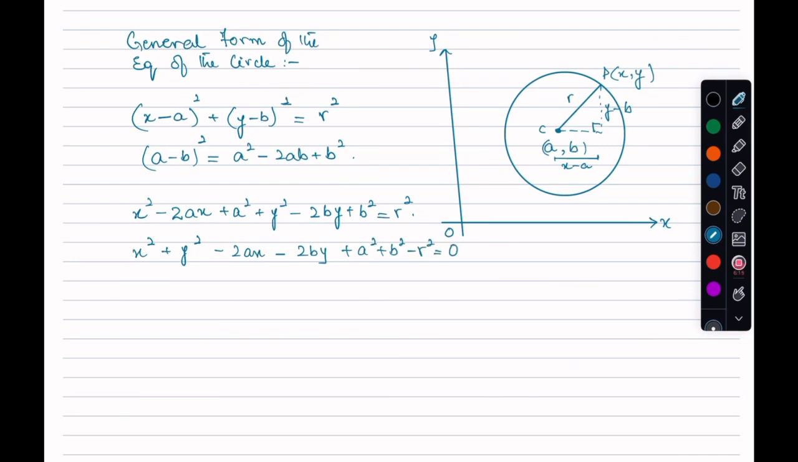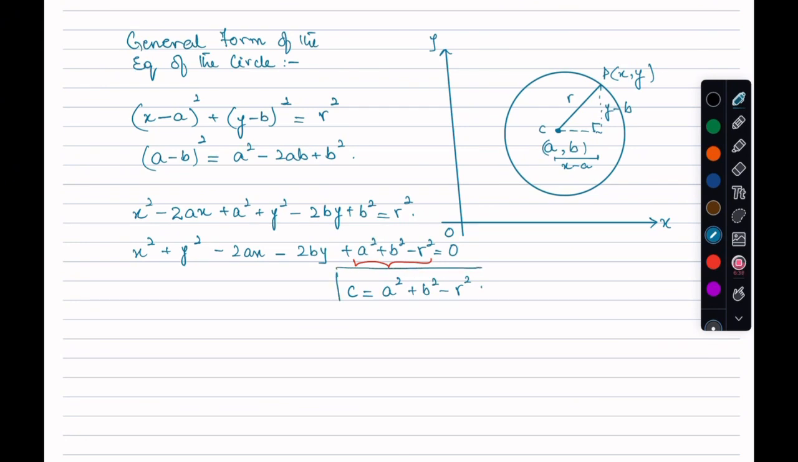So I have the constant in the equation. I can see that the constant in the equation is a square plus b square minus r square. This can be simplified to c. I can say that there is a c value representing the constant, which is a square plus b square minus r square.